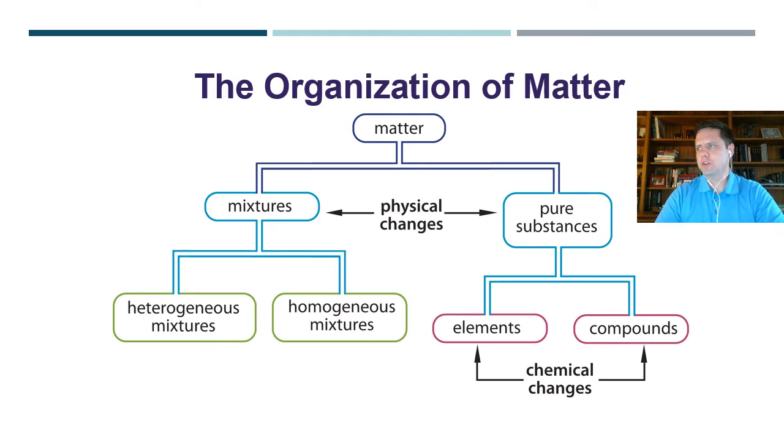On the pure substances side, we have either elements or compounds. Through a chemical change, you can bring elements together to form compounds. But a compound, when considered by itself, is also considered a pure substance. So we have mixtures, which split into heterogeneous and homogeneous mixtures, and then we have pure substances, which can either be elements or chemically combined elements into compounds.